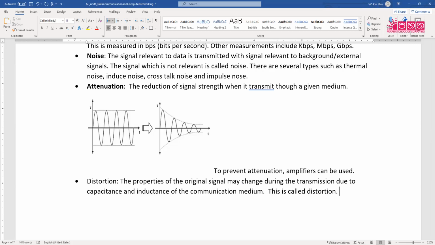Distortion, right? So let me show you this in another figure. So let's first start with the digital signal.